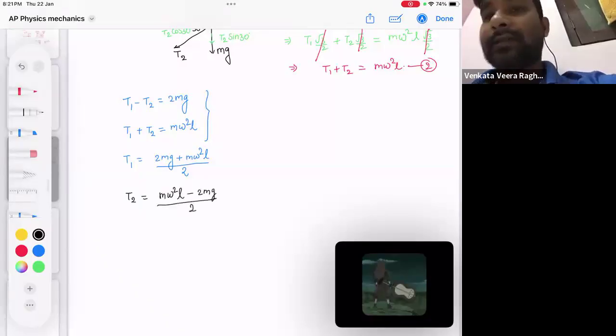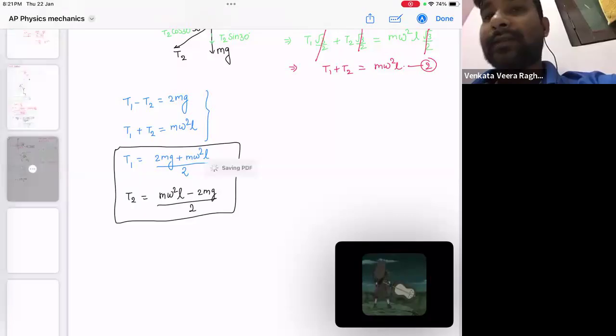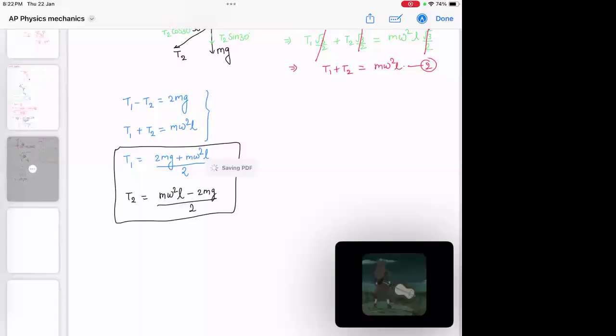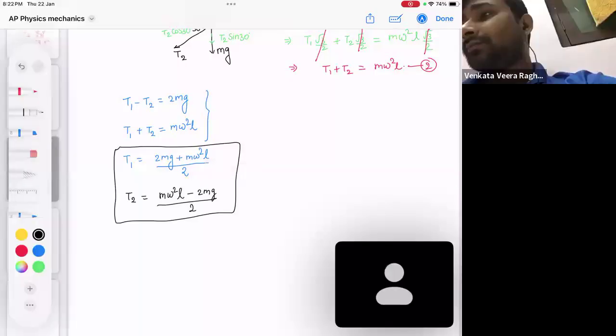Understand the value of T1. Which string has more tension, T1 or T2? If you look at this expression, T1 is coming greater than T2. Understood? Yes, sir. Okay, right. So we have the T1 and T2 values.